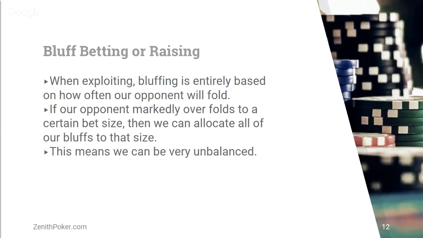So if they fold to a specific bet size more often than they should, say they fold to an over bet more often than they should, or to an under bet more often than they should, then this means that we can just be very unbalanced and just use that size and hammer that into them.